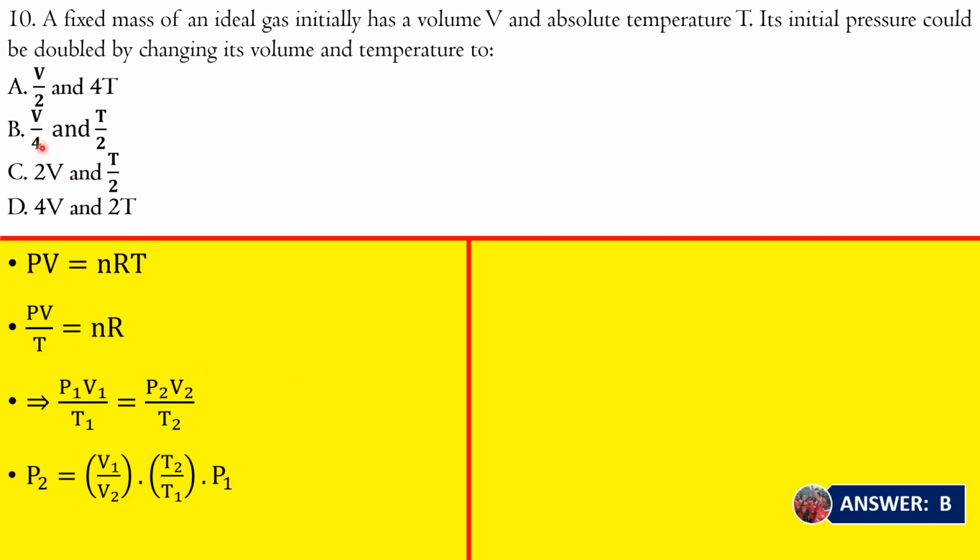If I take V over 4, so the volume now changes to V over 4, I'll have V over V over 4. That gives me 4 here. So this ratio will give me 4. And then here I would have T over 2, because this is T2, T over 2 over T. So that will give me half. Half times 4 would give me 2. So that would mean that the pressure has doubled. You get the trick. You just have to really make sure that you can put this and see which option will give you this result to be 2. And that's B. All right, let's move on.